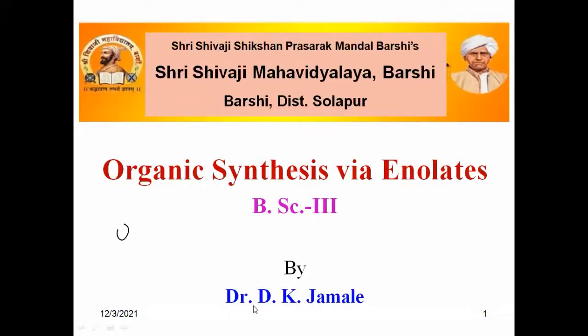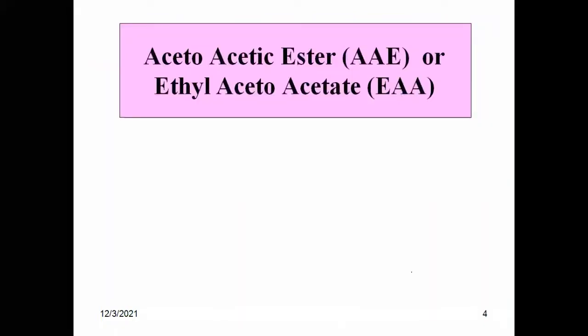The name of our topic is organic synthesis via enolate. In the introduction, we have studied what is meant by active methylene compound and what is meant by active methylene group. Now in this topic, we are going to discuss two active methylene compounds in detail. One is acetoacetic ester and the second is diethyl malonate.